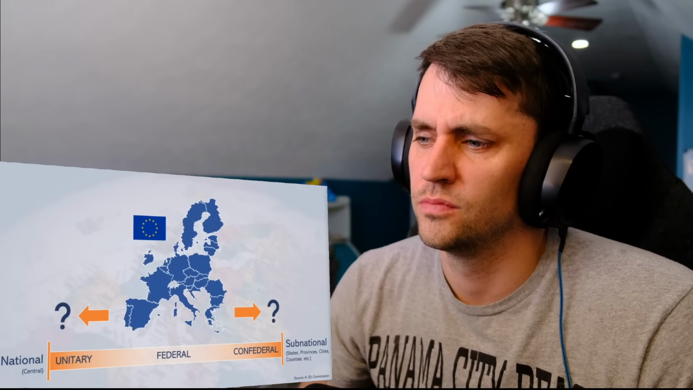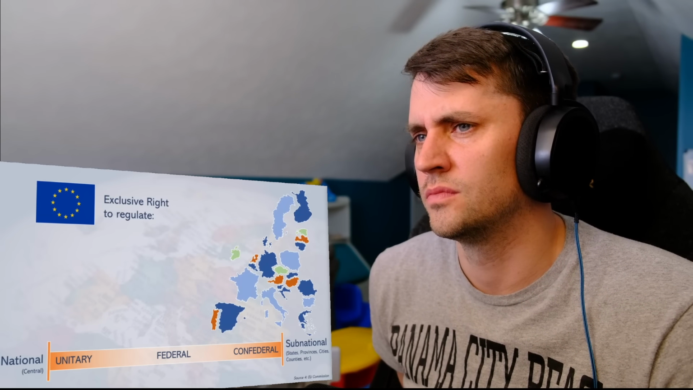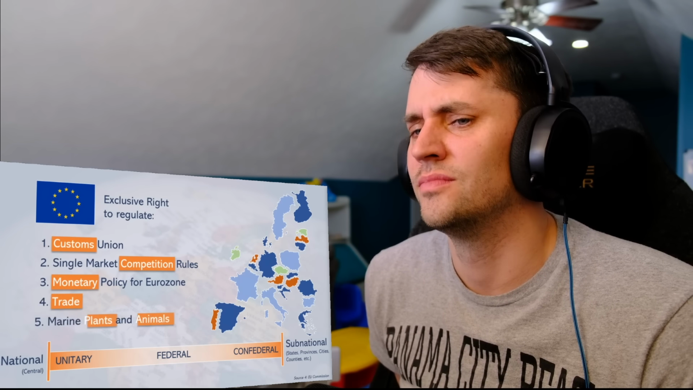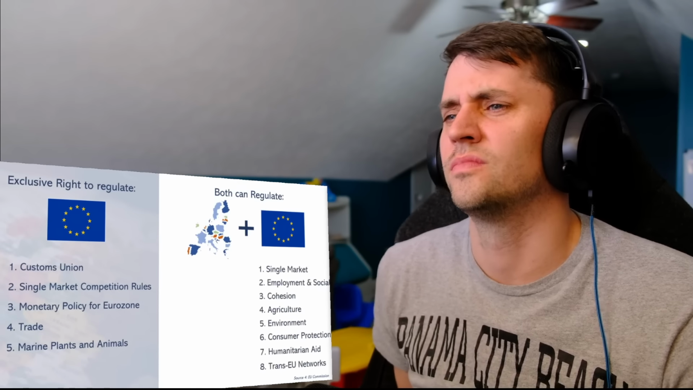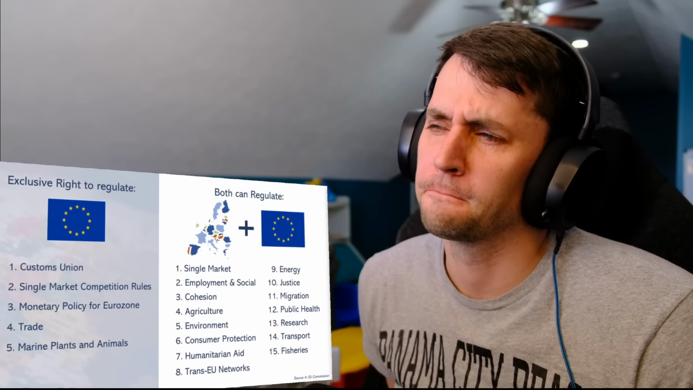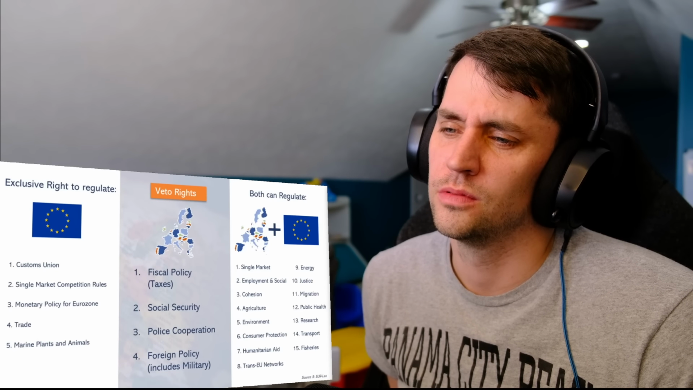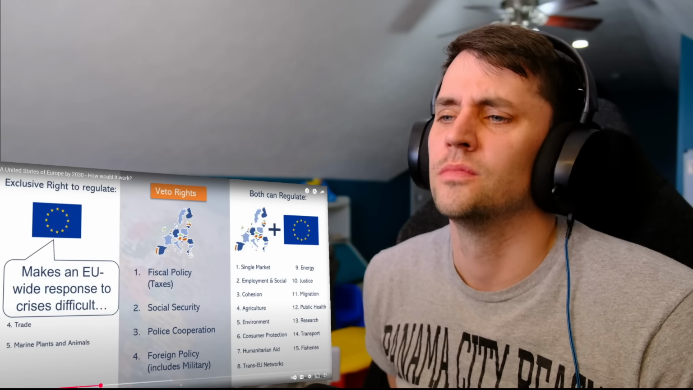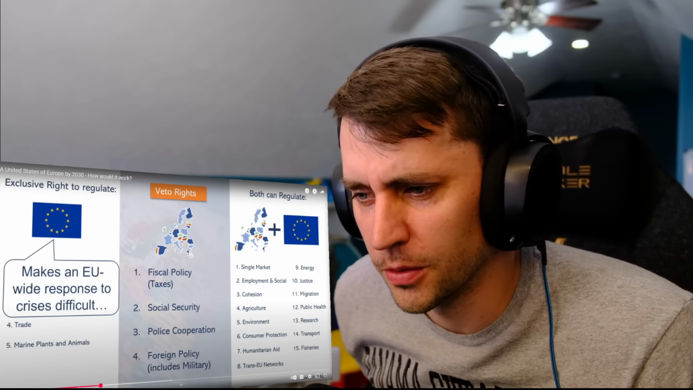Well, a lot of power clearly still resides with the member states, as the EU has exclusive rights to legislate in only 5 areas: the customs union, competition rules for the single market, monetary policy for Eurozone countries, trade, and marine plants and animals. Then there's also some shared power, as there are 15 areas where both the EU and the national governments can legislate. Then there are 4 policy areas where EU member states have veto rights, meaning that very little gets done in these areas: fiscal policy, social security, police cooperation, and foreign policy.